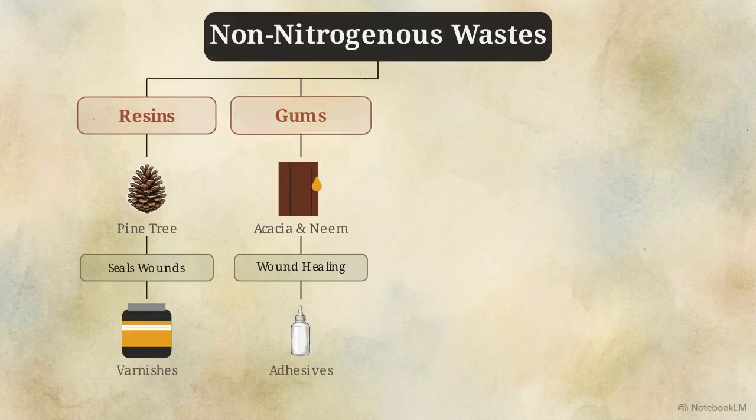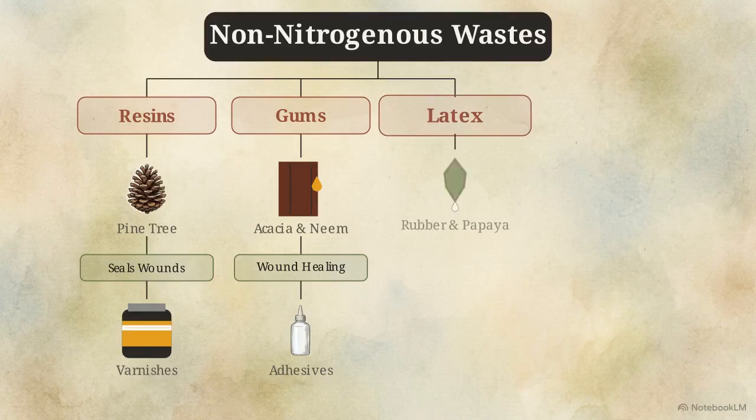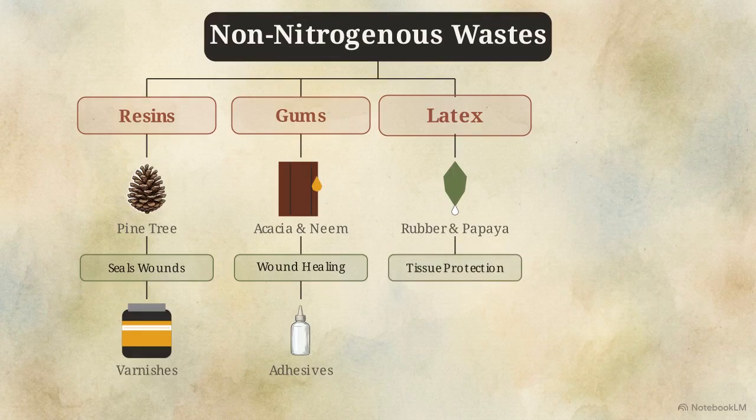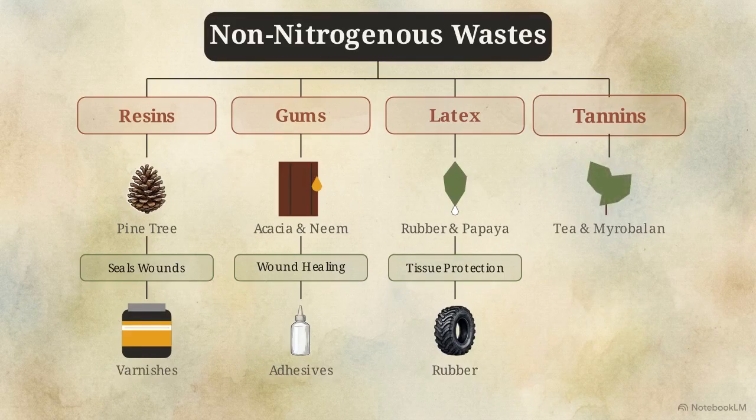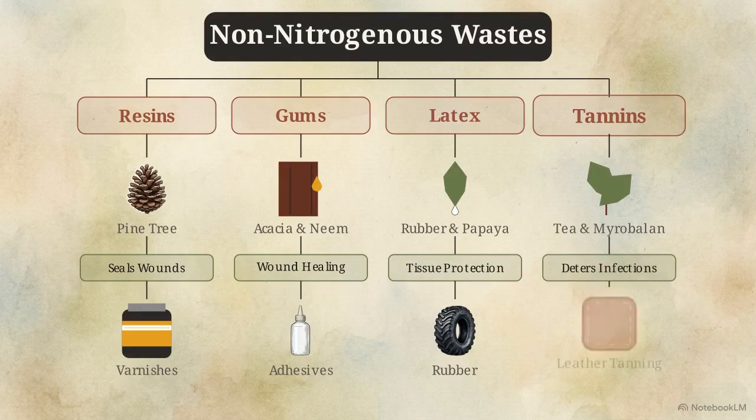Latex is a thick, milky fluid stored in special cells of the rubber tree and papaya plant. It offers internal tissue protection and forms the absolute basis of global industrial rubber manufacturing. Tannins are stored in tea leaves and myrobalan. They deter infections and are harvested heavily for the commercial tanning of animal leather.